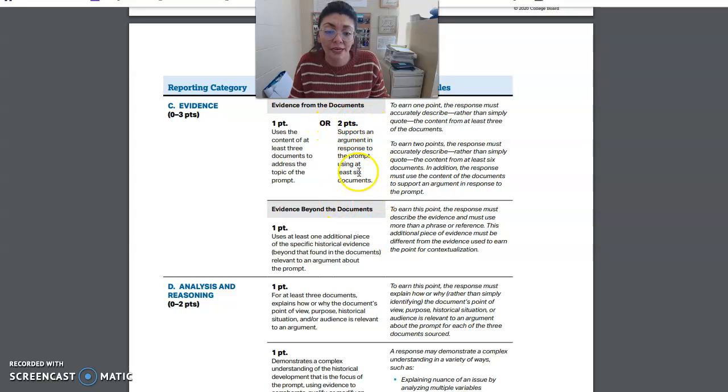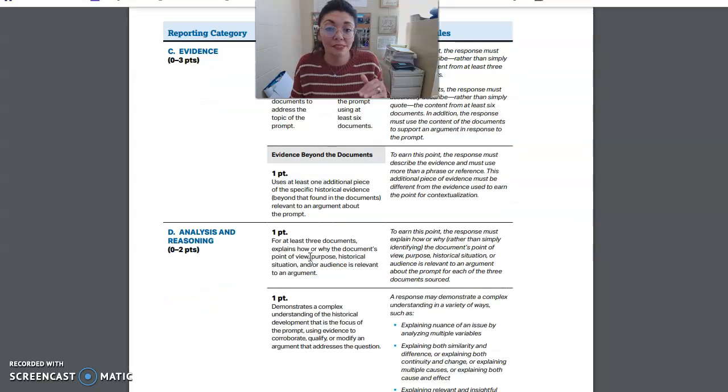2 points for analyzing 6 documents, explaining them without quoting them, and explaining them in a way that supports your thesis statement. That's going to get you 2 points, and then your evidence beyond the documents will get you another point. That's 3. Now, continuing on with the documents themselves, there is this analysis point.